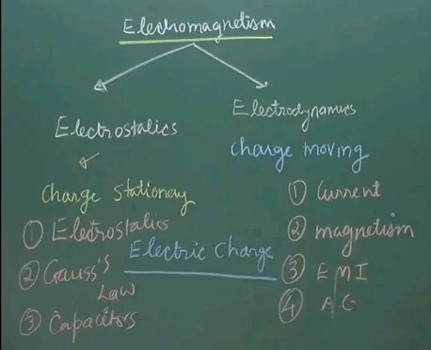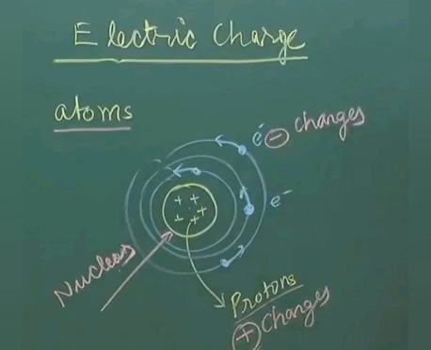have current, magnetism, EMI (electromagnetic induction), and AC (alternating current). So the first topic that we need to focus on is charge, electric charge. Let's take the example of an atom, where you can see that in the center we have the nucleus, which consists of some protons which are having positive charges, and the electrons are moving around, which are having negative charges.